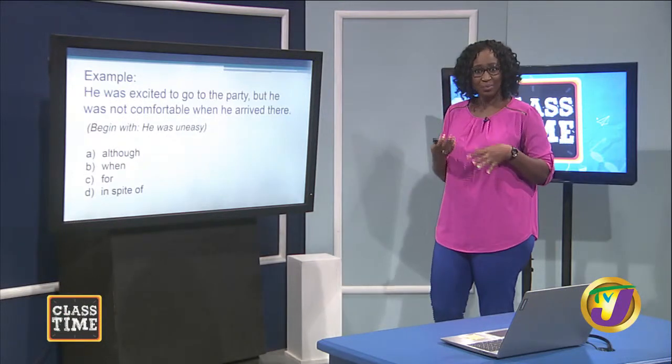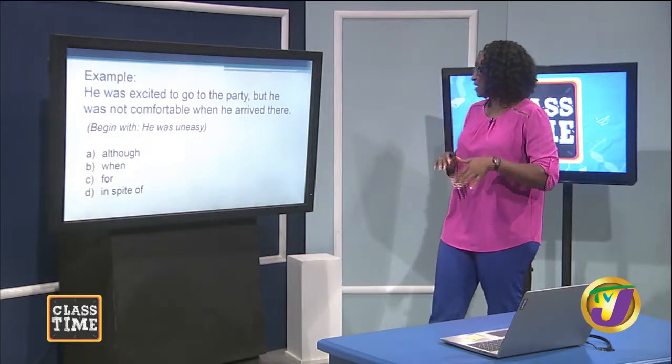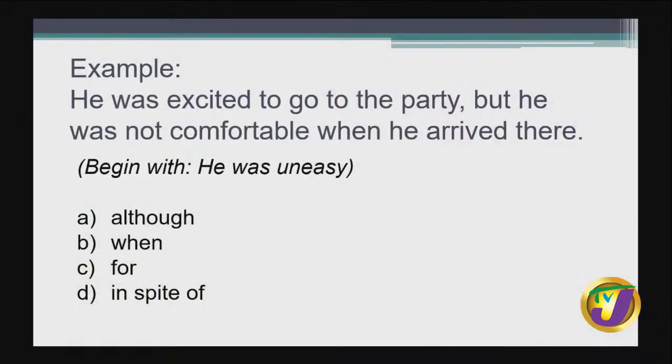So here's an example that we'll do together. Now look at the original sentence. He was excited to go to the party, but he was not comfortable when he arrived there. So that is the original. Keep the meaning in mind. So we have our subject who is about to go to a party or thinking of going to a party. And when he was thinking of going, he was excited. However, unfortunately, when he gets there, he's not feeling so comfortable.